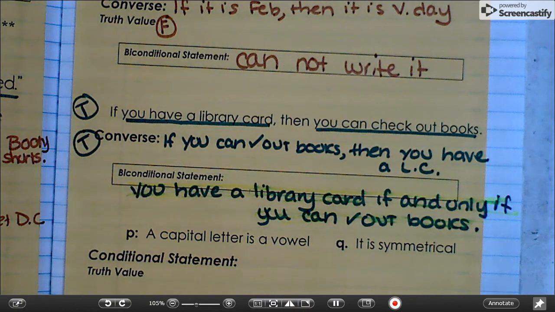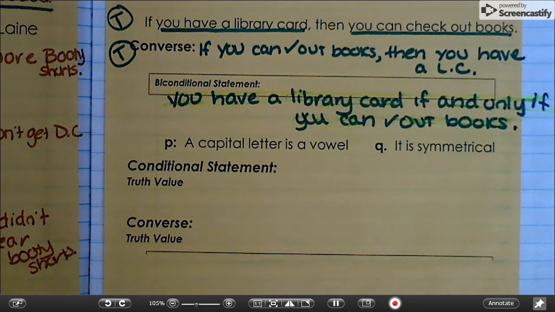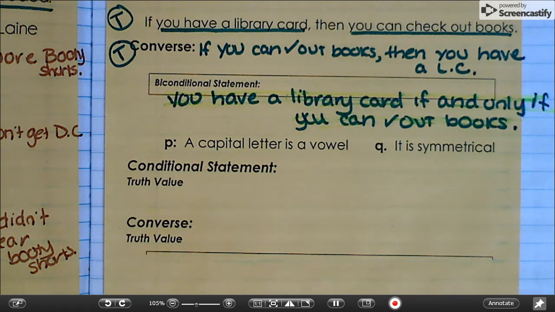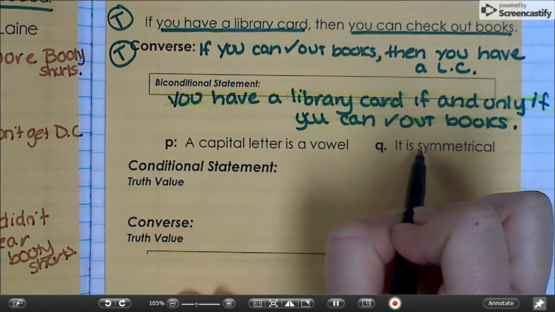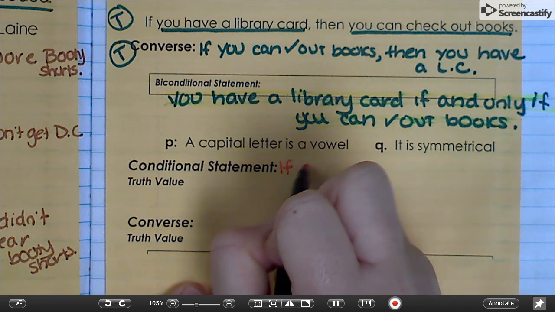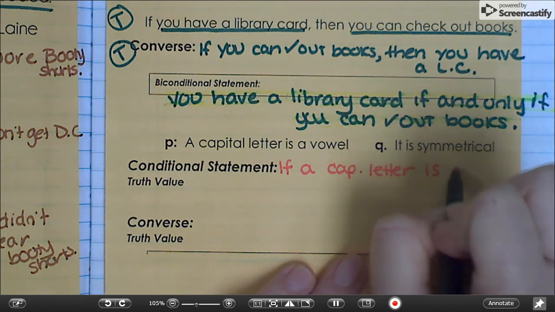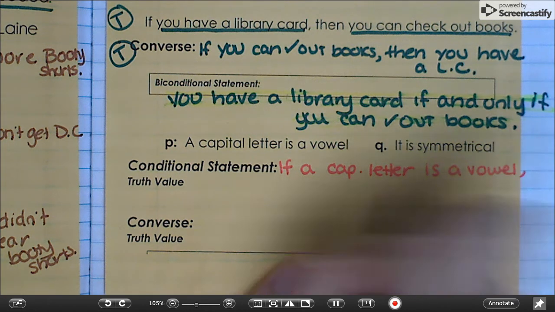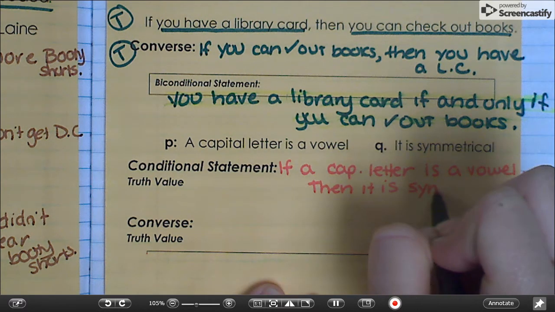All right, and now let's look at this last one as an example. You can try it on your own and pause the video, or if you think you still need some more clarification, go ahead and watch and then try at the practice areas or in your yellow books. So in this one, we have the hypothesis and the conclusion given to us in P and Q form. So your conditional statement is if a capital letter is a vowel, then it is symmetric.